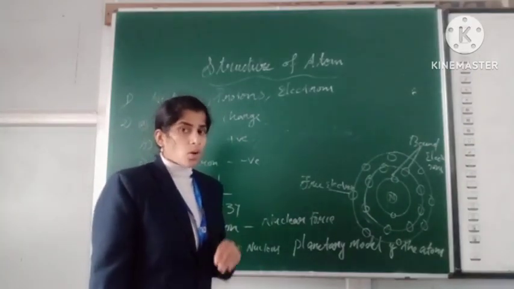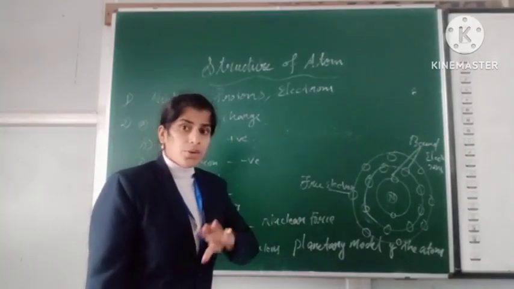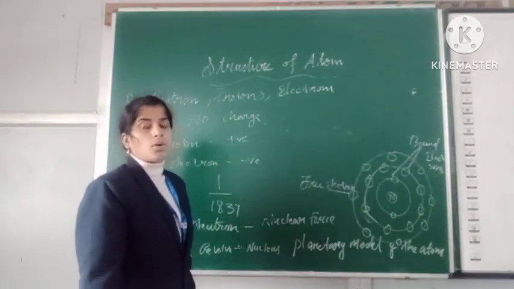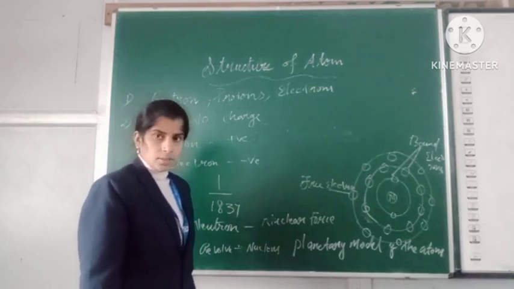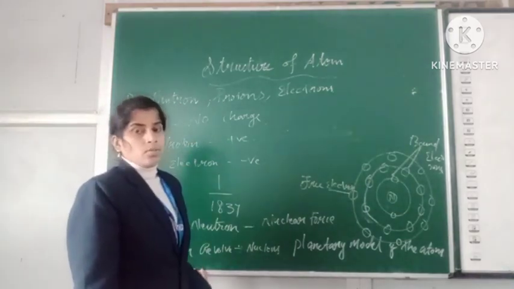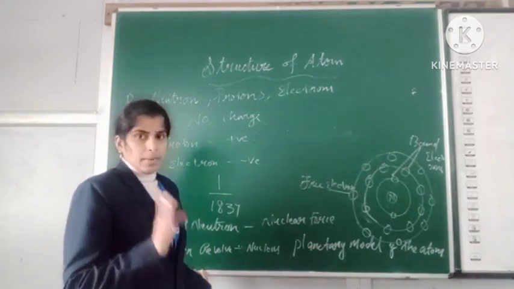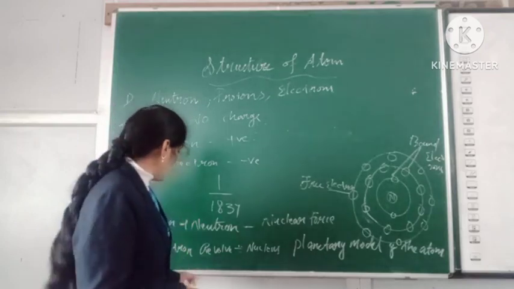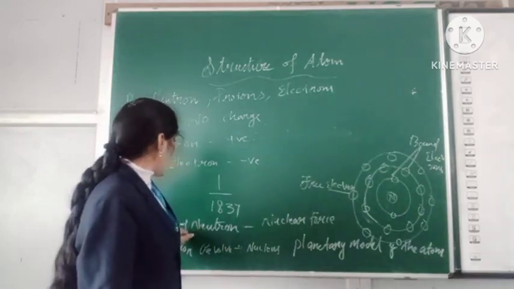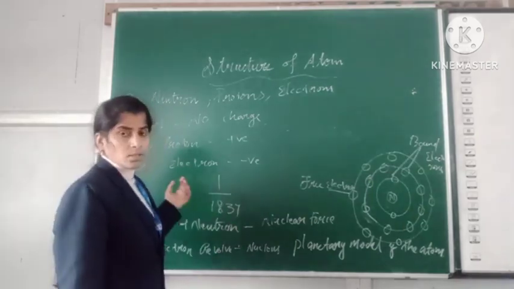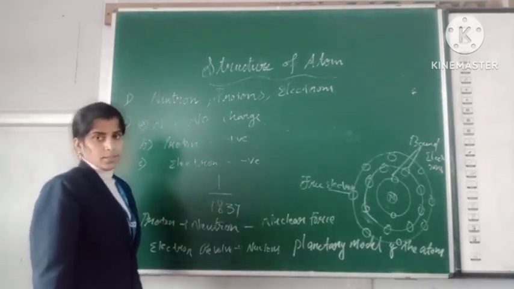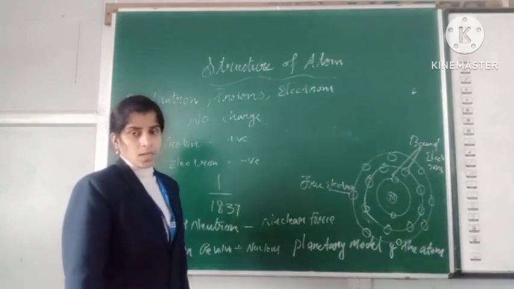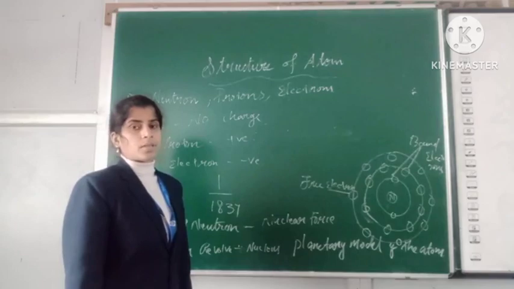The atom of a normal element is what? Electrically neutral. The number of protons in an atom is equal to what? The number of electrons. Is it clear? Once again, the atom of a normal element is neutral, so the number of protons and the number of electrons are equal in number. Is it clear? So this is Rutherford atomic structure. I hope all of you understood this topic. Okay, thank you.